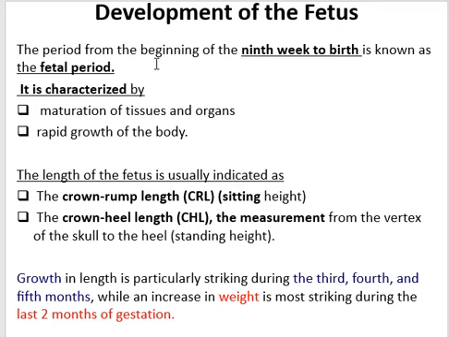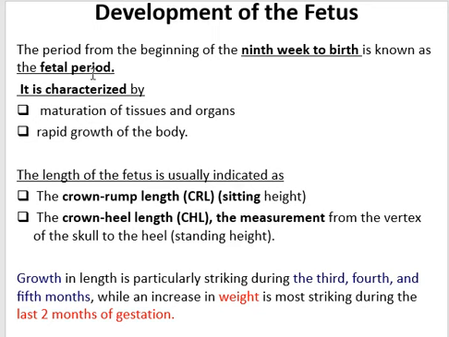So the period from the beginning of the ninth week to birth is known as the fetal period. Third to eighth week was the embryonic period, as you know. One to three weeks is pre-embryonic, third to eighth embryonic, and ninth week to birth is known as the fetal period.